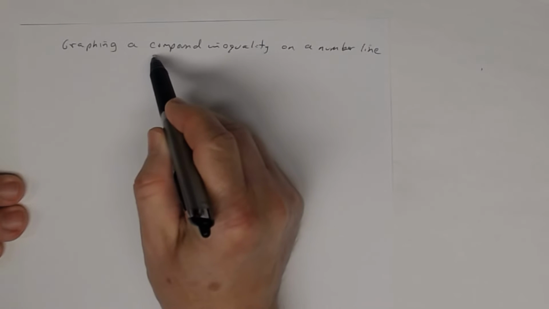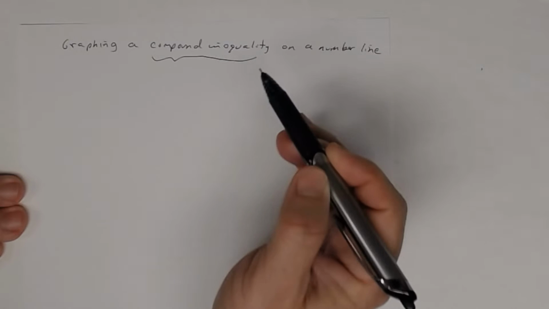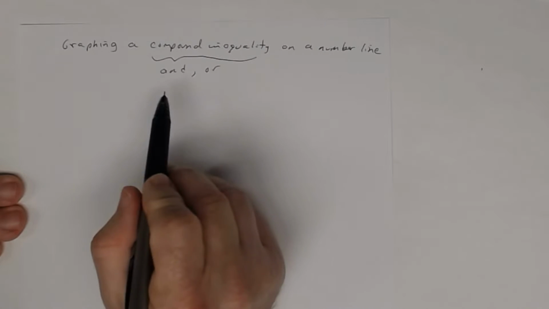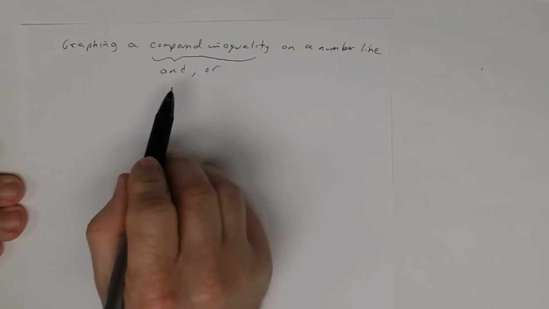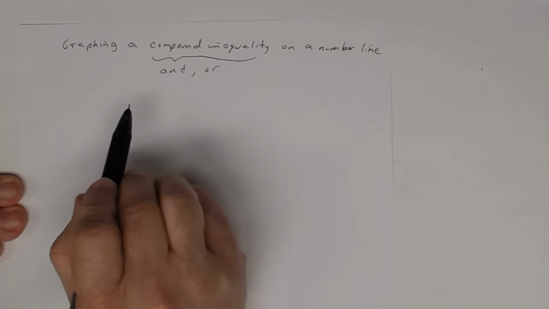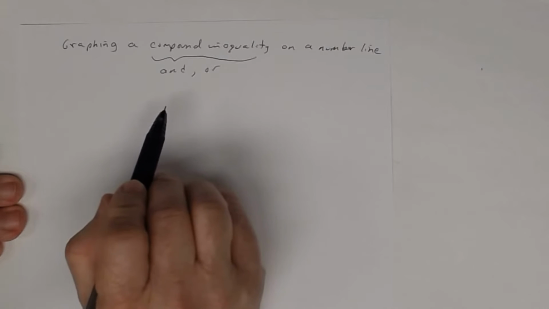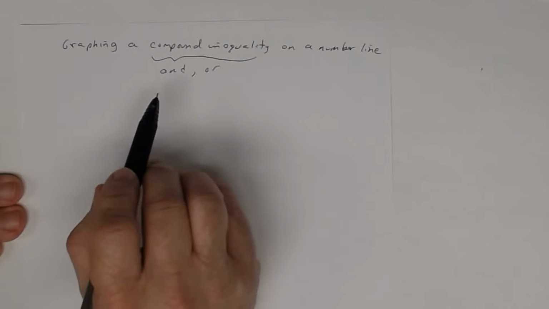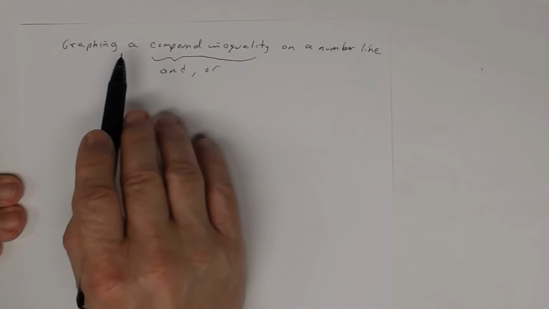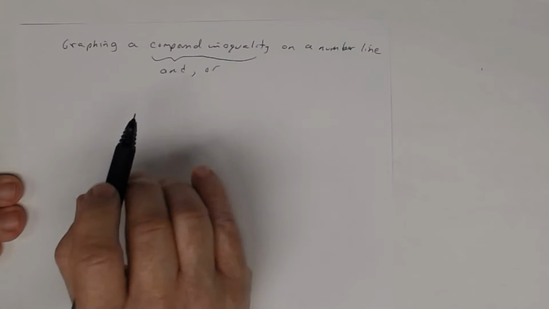In this lesson, we're going to learn how to graph a compound inequality on the number line. And when we think of a compound inequality, we're going to think of the word "and" or "or." So in each of the problems, we're going to look at examples that use the word "and" and examples that use the word "or." The following examples are going to be basic examples for this objective, which is graphing a compound inequality on the number line.